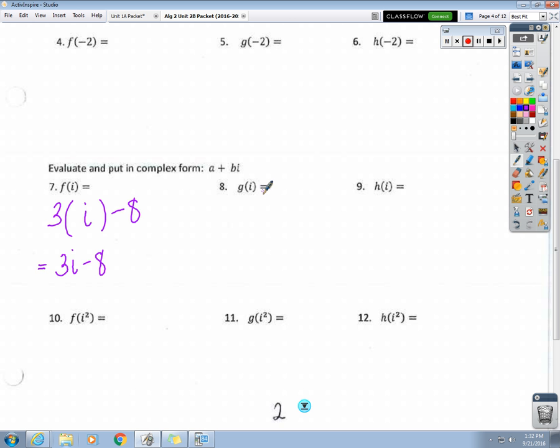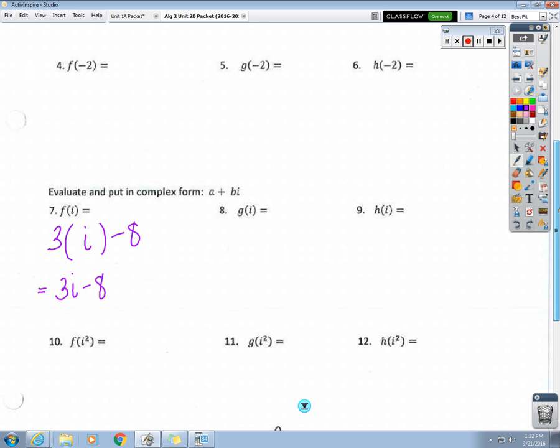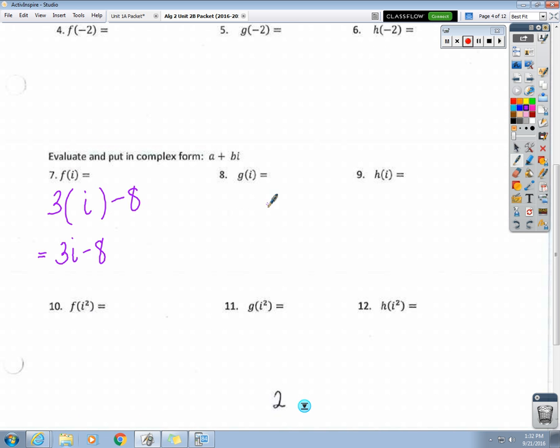Okay, but when you move on to something like g, what does the g function look like? X squared plus 2, but they've told you to replace the x with an i, so doesn't that become i squared? And what does i squared equal? And then when you add that to 2, you get a positive 1.